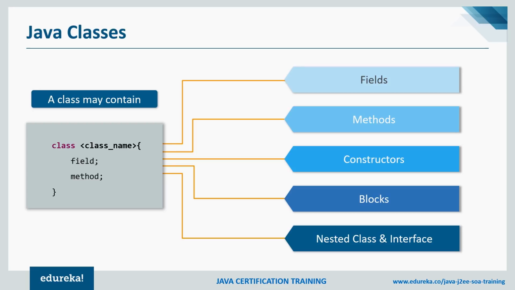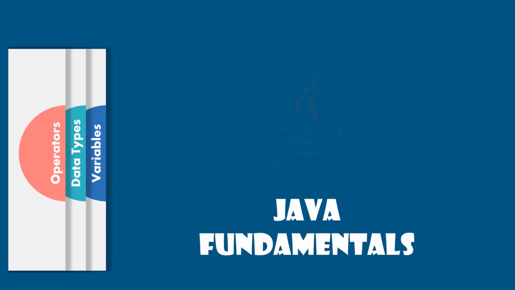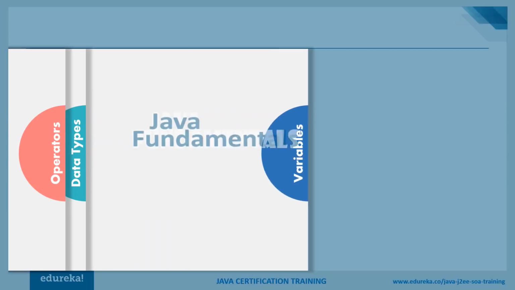Now, interfaces are one more concept, but that is something a bit different from classes, so we're not going to take it up here. Moving ahead, after the class and object structure, we will be understanding different structures which we are going to use in our program. In the fundamentals of Java, we will now have a look into operators, data types, and variables. We'll start with variables.